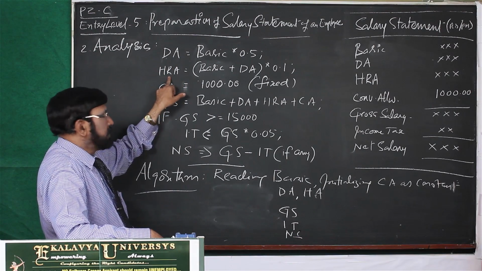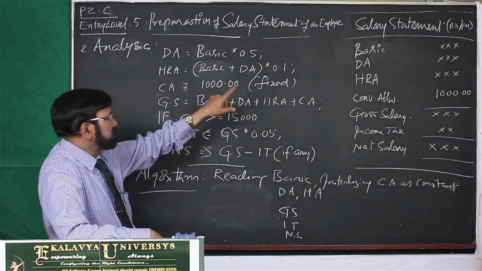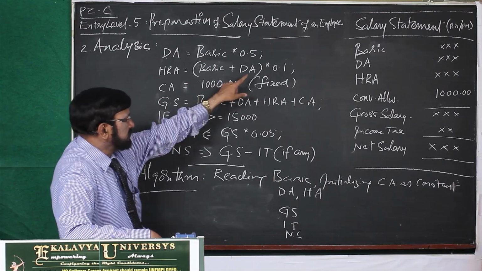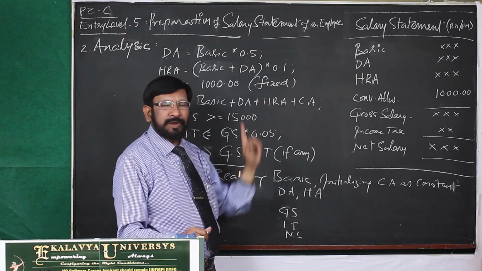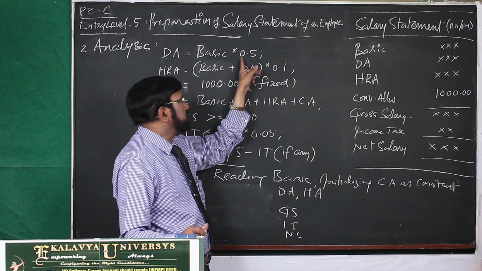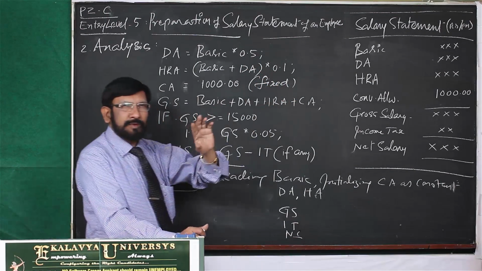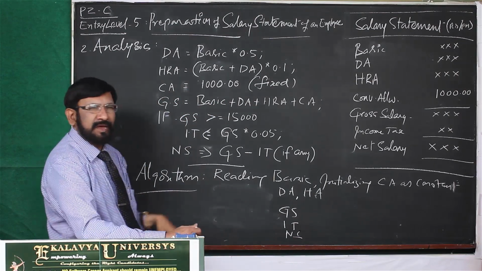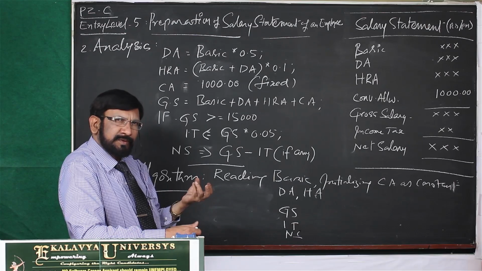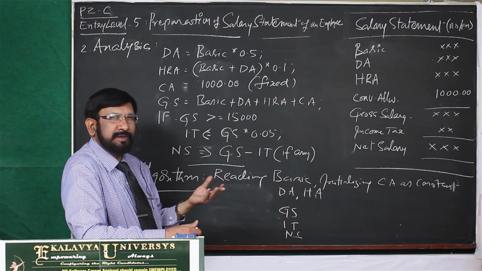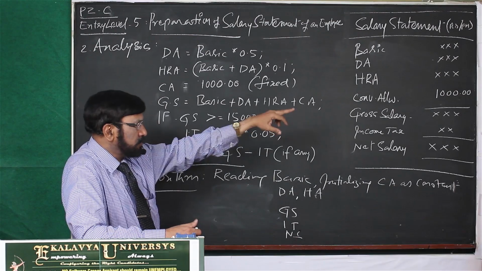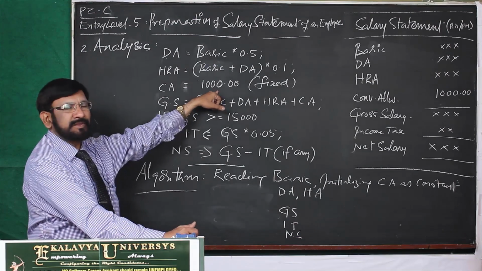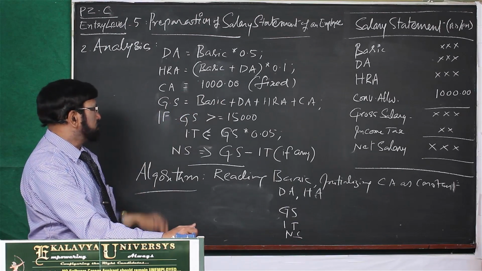Thereafter HRA. HRA is 10% of the sum of basic and DA. Basic plus DA into 0.1, 10% is 0.1, 50% is 0.5. So don't commit mistake here. And thereafter conveyance allowance. Conveyance allowance is a constant because uniformly 1000 rupees is paid to all the employees. So you have to declare it as a constant that is 1000 rupees.